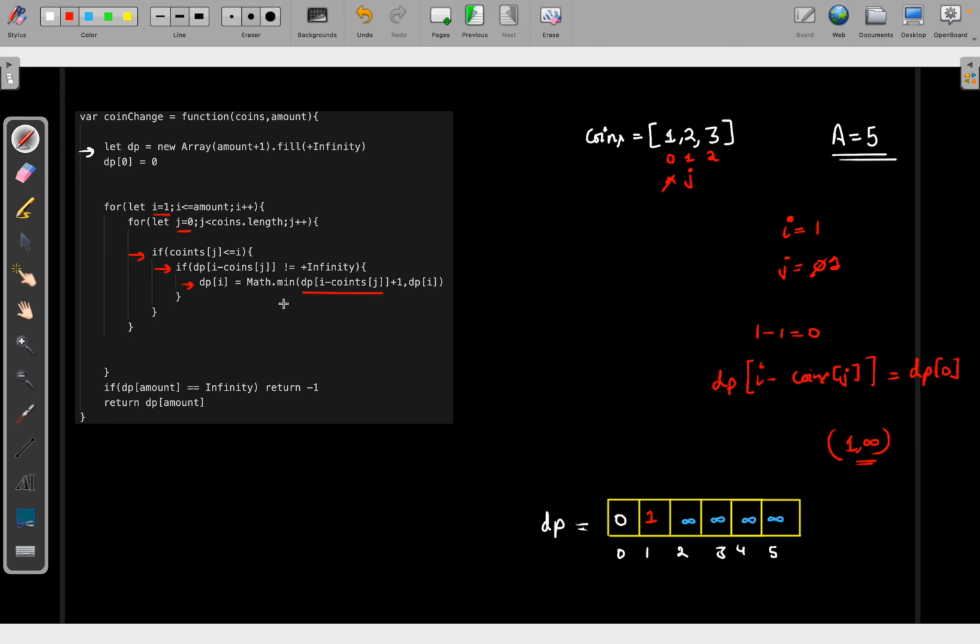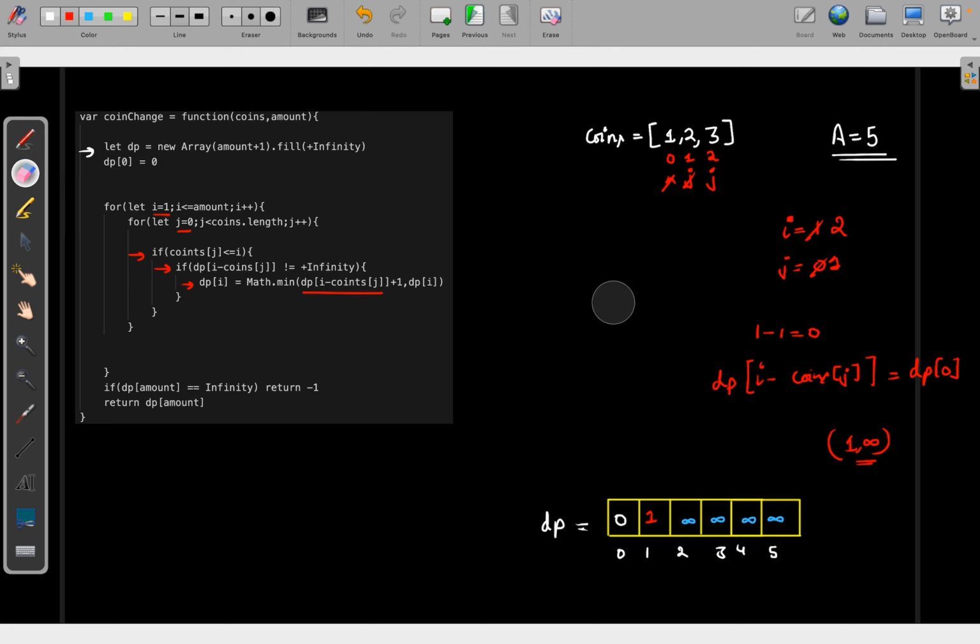And again I will check is coins of j less than or equal to i. So 2 is less than or equal to i, that is 1. No, it's not. So I won't come here and I do j plus plus again. Again I will check is 3 less than or equal to 1. No, it's not. So now i will be incremented. So i will be 2 now, right?